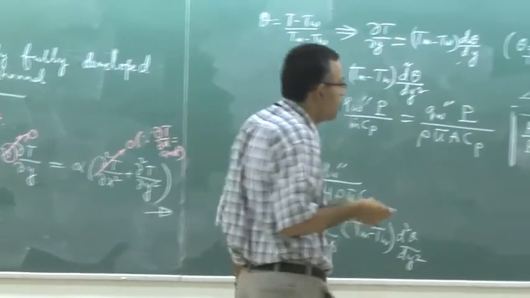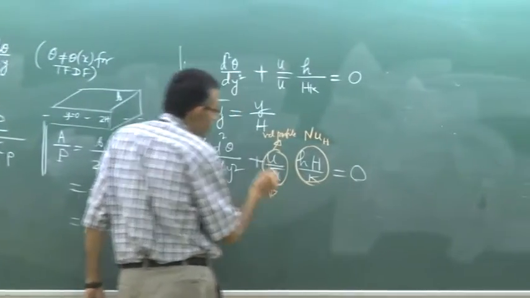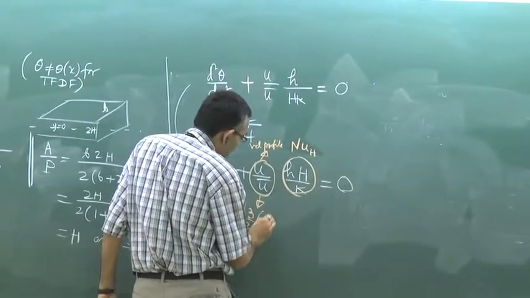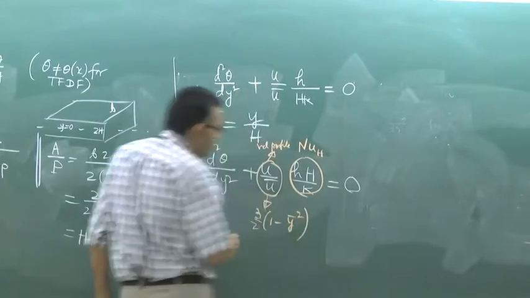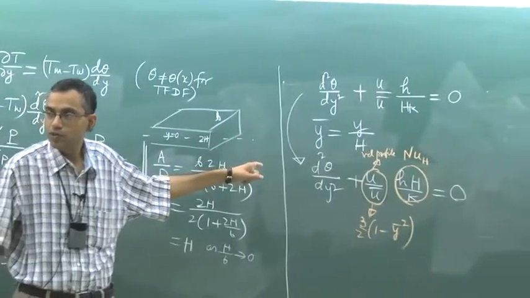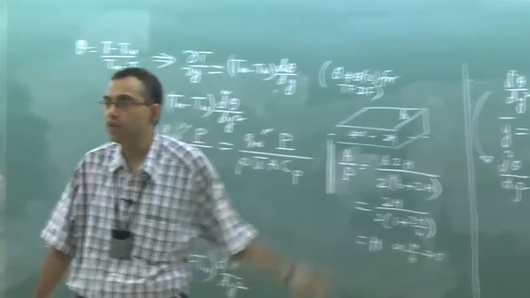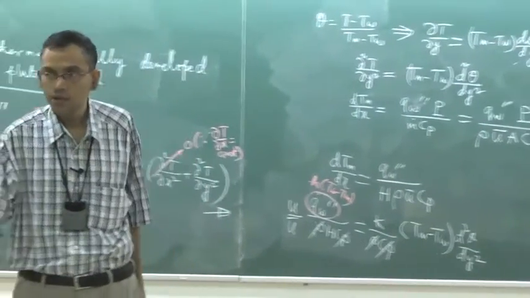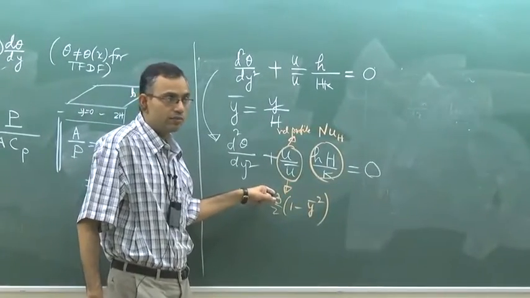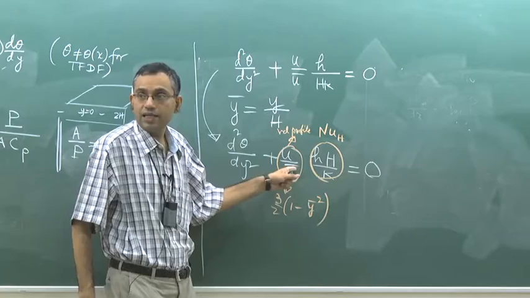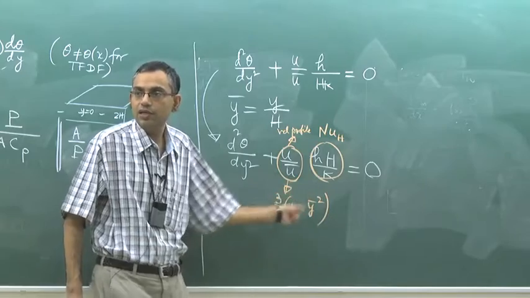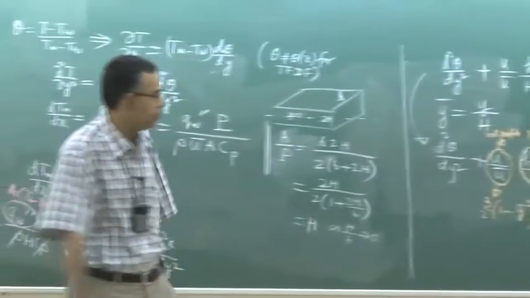So for a plain Poiseuille flow, what is the velocity profile? u by u average is equal to 3 by 2 into 1 minus y square by h square. This was derived by Professor Shom when he was discussing the exact solutions of Navier-Stokes equation. So you substitute that here. This is from the fully developed flow Navier-Stokes equation, you can derive it, there is no problem associated with this.